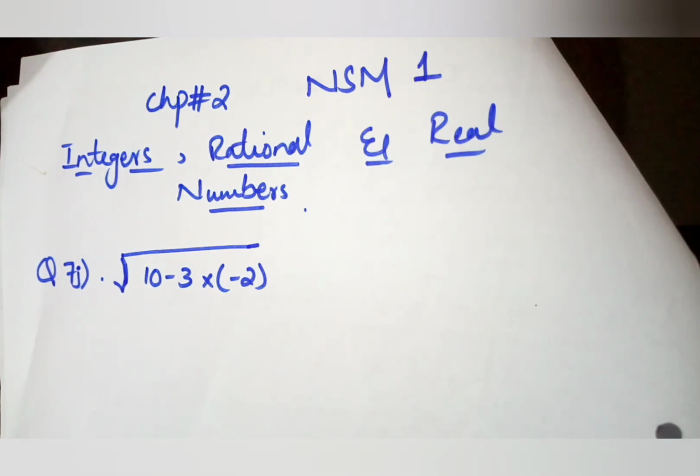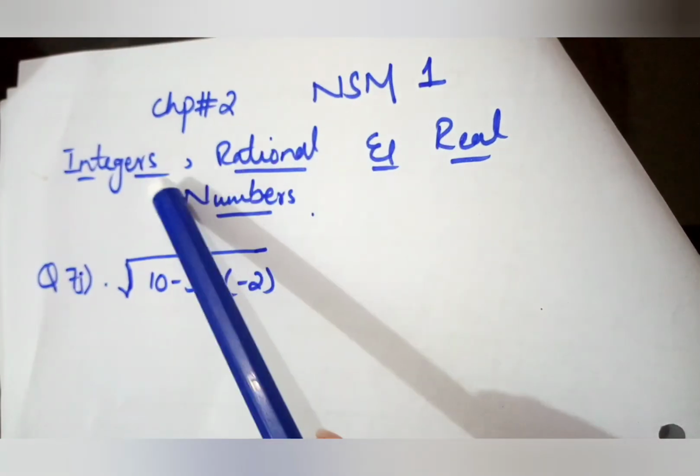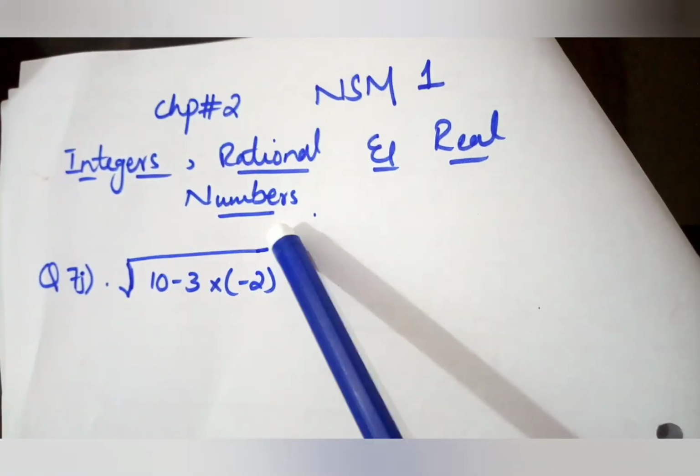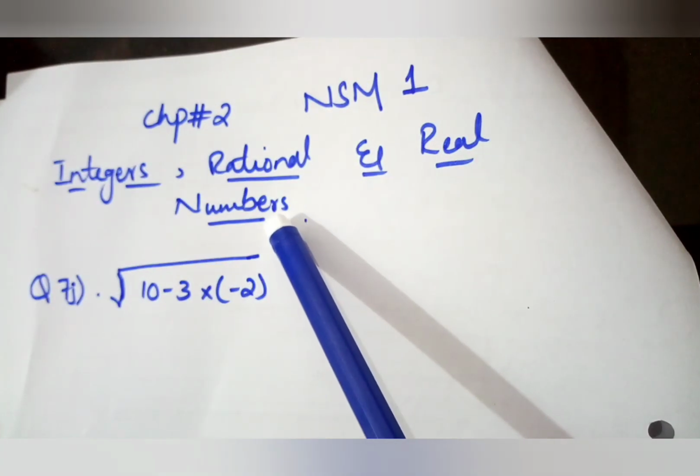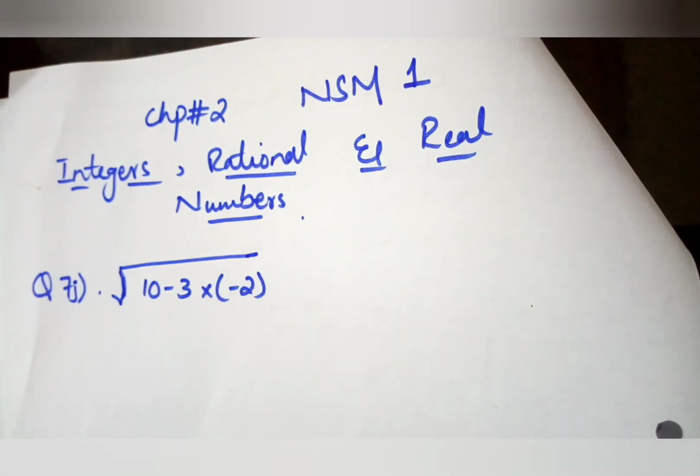Today I'm here with Chapter 2 of New Syllabus Mathematics 1, Integers, Rational and Real Numbers. We will do Question 7 part J, which is your assignment question, but before moving directly towards part J, I would prefer to solve part A, B and so on first, because that will reinforce your concept about solving the brackets.